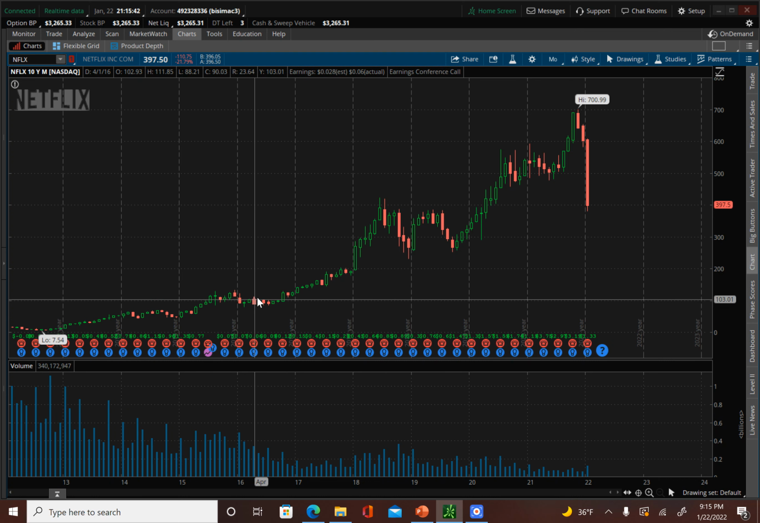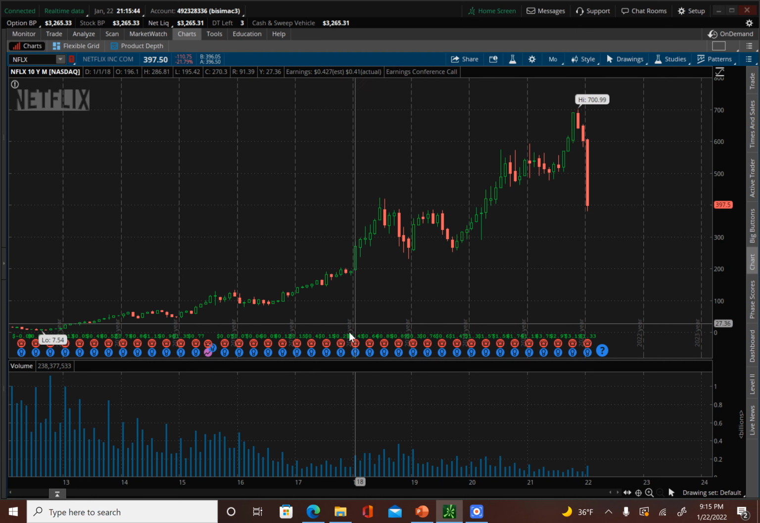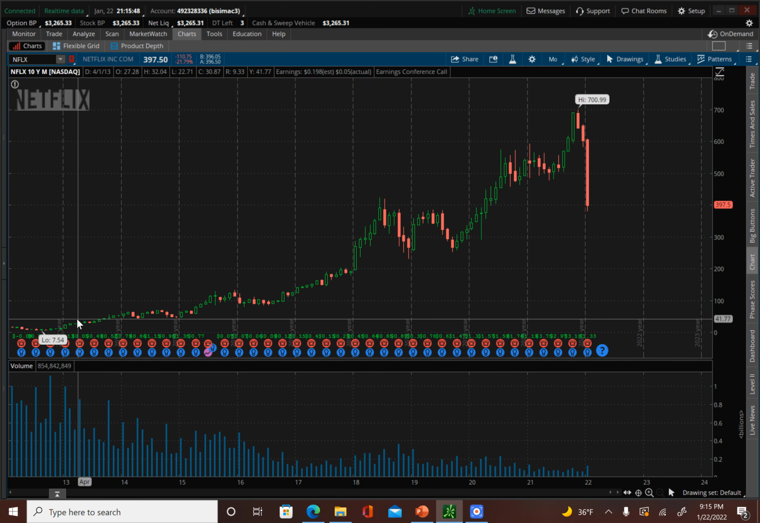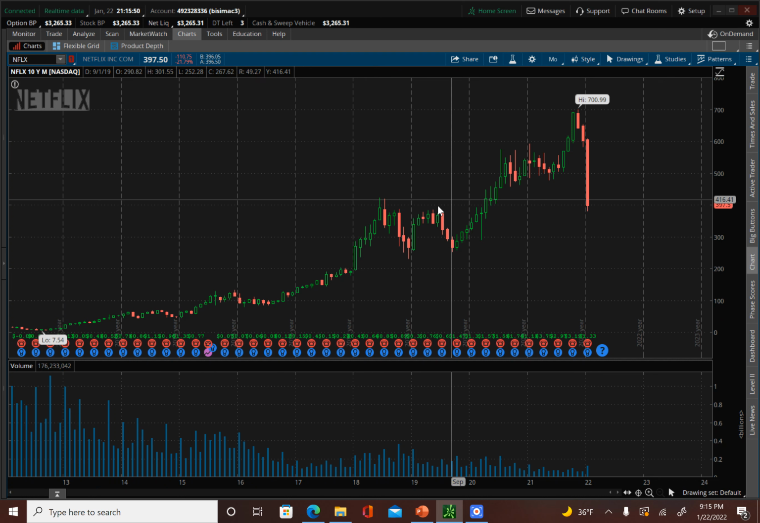Now, the further you go, obviously the volume is declining because the institutional investors loaded up back here. And now at this point, there's less institutional investing.